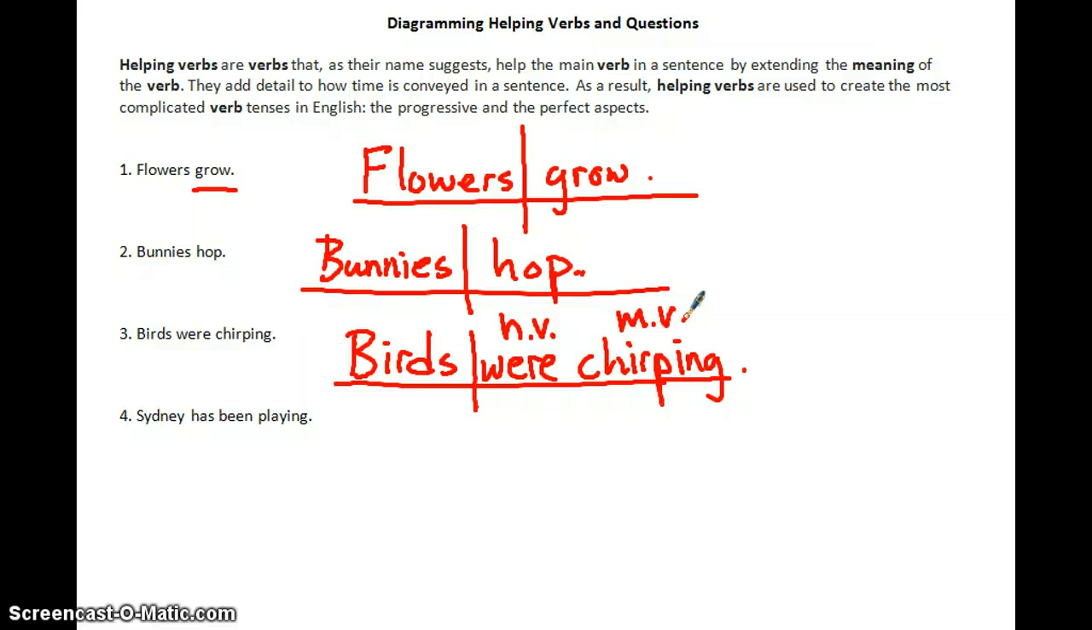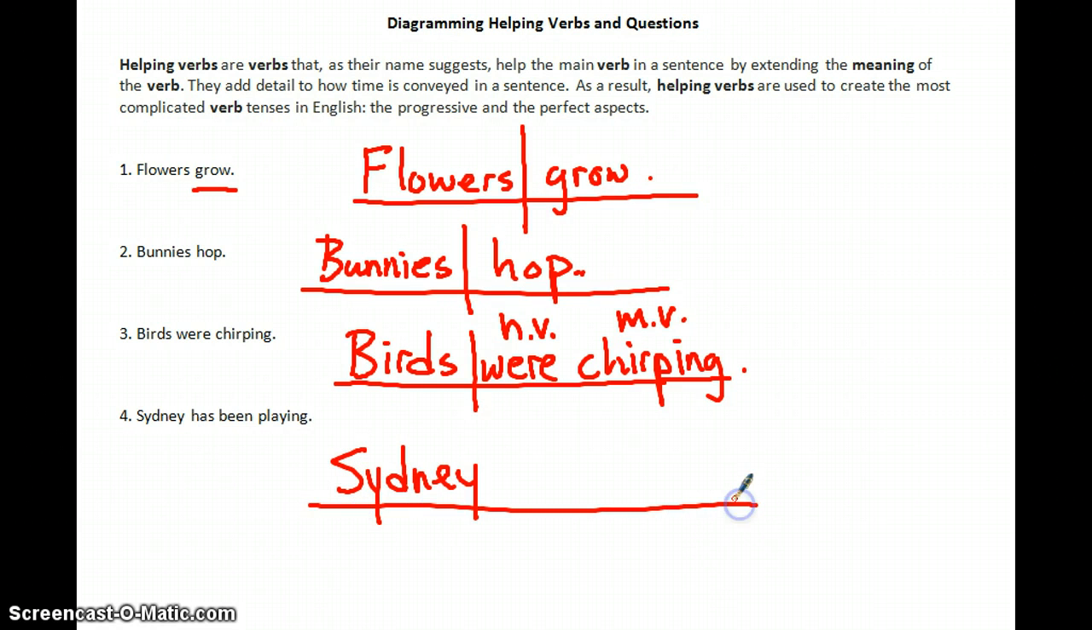Now, you can probably see Sydney has been playing is very similar. We could say Sydney plays in present tense, but now we're changing the context in which it occurs. Sydney is still my subject. What did she do?